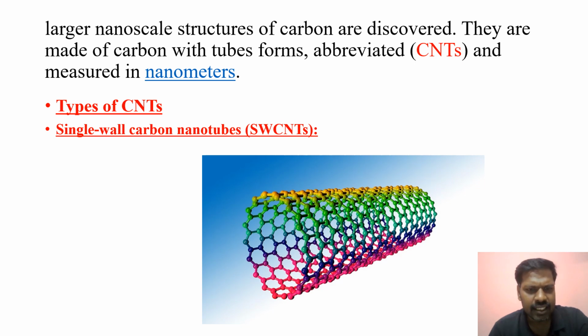Later, scientists discovered even larger nanoscale carbon structures called carbon nanotubes. Carbon nanotubes are made by rolling a graphene sheet into tube-like shapes. They are extremely small and are measured in nanometers. Because of their tube shape, they are called carbon nanotubes.